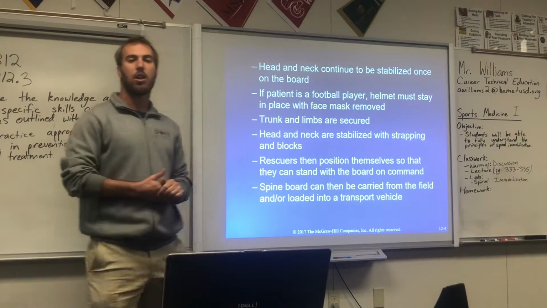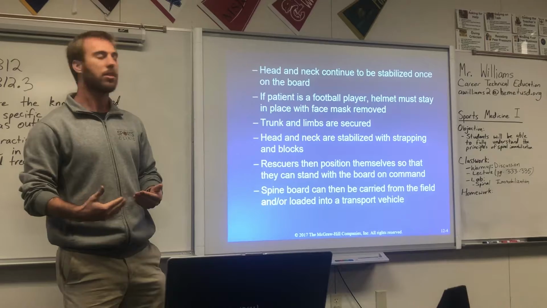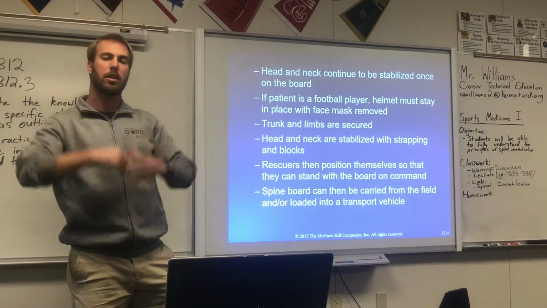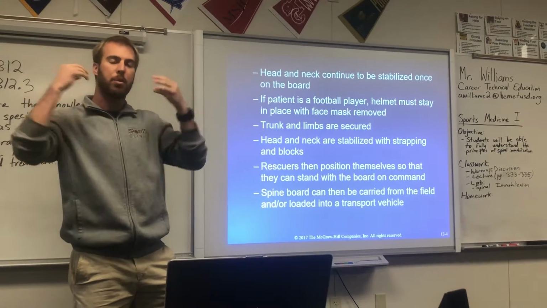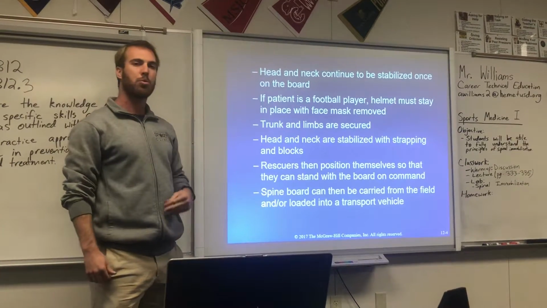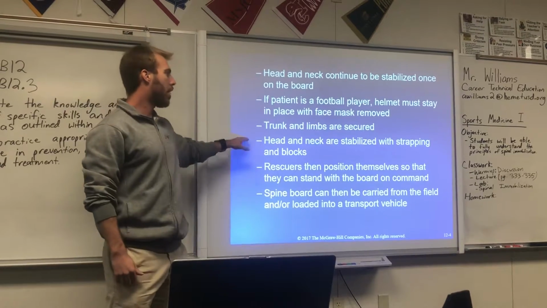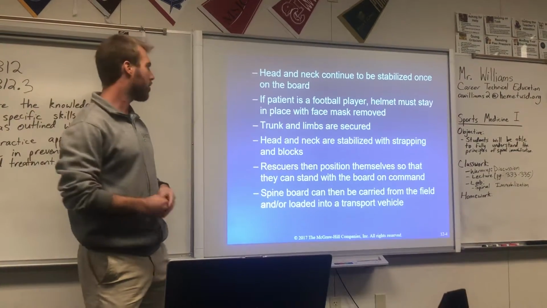Once the patient is on the backboard, their head and neck need to continue to be stabilized. If the patient is a football player, they'll have a helmet and shoulder pads in place. You'll need to leave the shoulder pads and helmet in place, but take the face mask off. The trunk and limbs will be secured first once the patient is on the backboard. Then the head and neck will be stabilized with strapping and blocks.